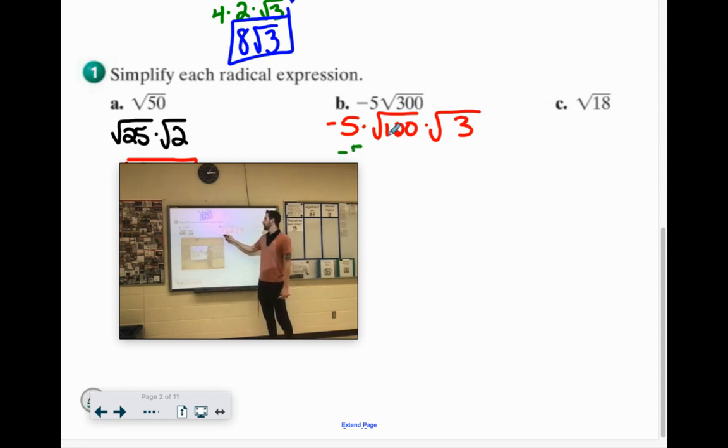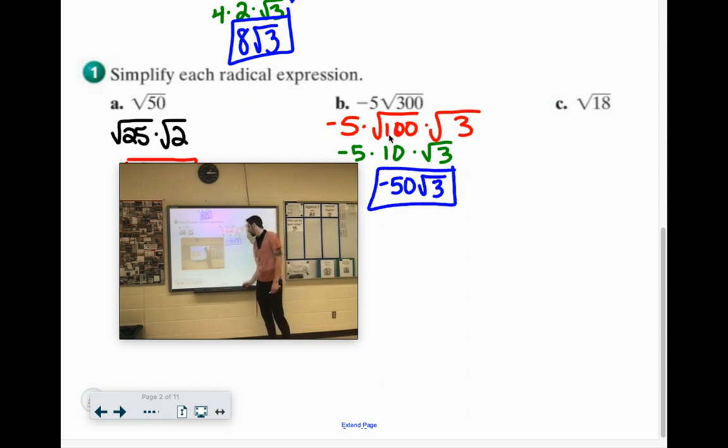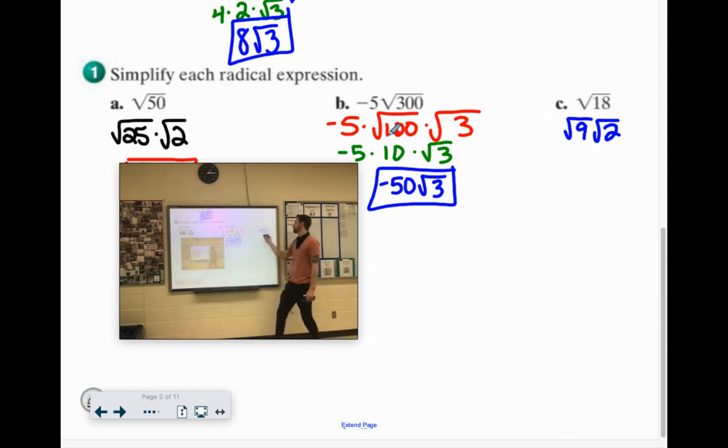So let's see, negative 5 times the square root of 100 is 10. And then we multiply our regular numbers outside. Negative 5 times 10 is negative 50. So we have negative 50 root 3. All right, last one, 18. Looking for perfect squares. 18 is 9 times 2. We can square root 9. Square root of 9 is 3, so we have 3 root 2.